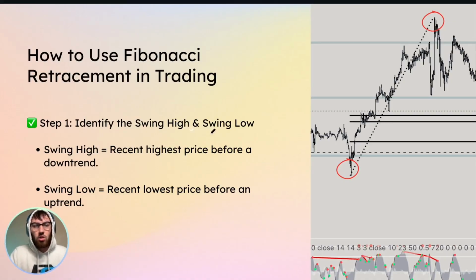Step 1, identify swing highs and swing lows. So before we even read more of this slide, we identify the swing highs to swing lows. Swing high, recent highest price before a downtrend, and then a swing low is a recent lowest price before an uptrend. So this is the lowest point before the uptrend, so we're going to mark it right there. And then right here is the highest point before we enter a downtrend. So we're going to measure that with our Fibonacci tool.